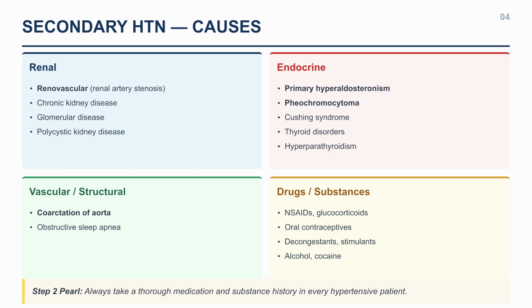Third, vascular and structural causes, coarctation of the aorta, and obstructive sleep apnea. Fourth, drugs and substances, NSAIDs, glucocorticoids, oral contraceptives, decongestants, stimulants, alcohol, and cocaine. Step 2 Pearl. Always take a thorough medication and substance history in every hypertensive patient. Simple removal of an offending drug can normalize blood pressure.